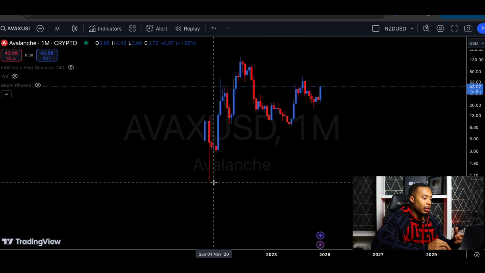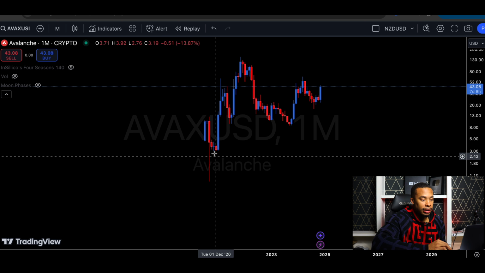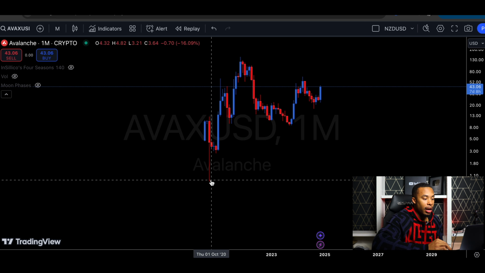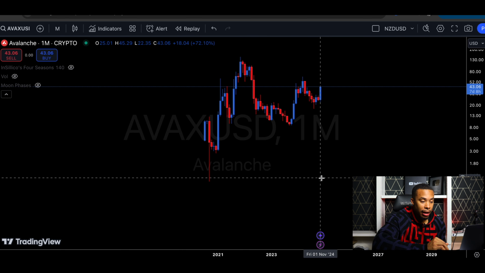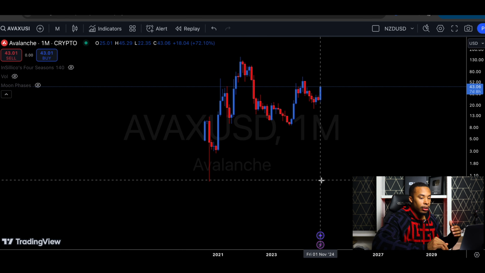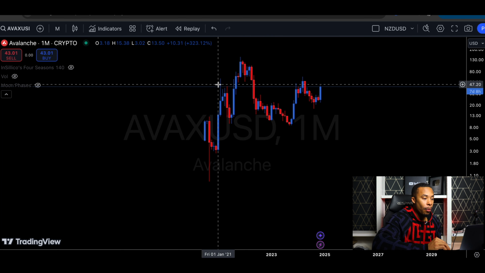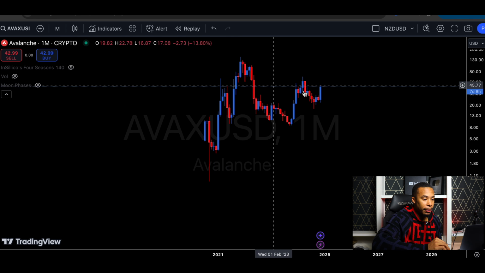So one thing that I do not like about this Avalanche picture that we're looking at is that we have this long wick here, and we could possibly come back down to $1.90, around this 90 cent area just to fill this wick. I know most people don't want to hear that, but that doesn't mean that this will happen anytime soon. And just like with any other chart that you see, wicks always get filled, right?